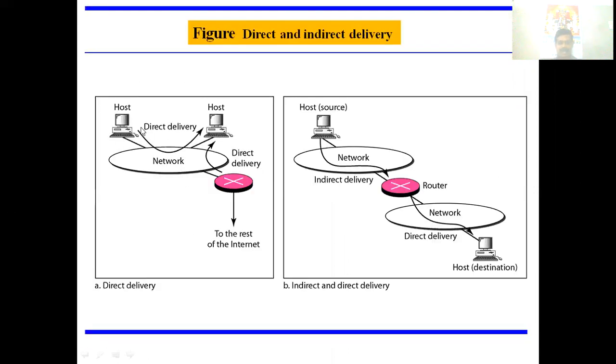This is direct delivery: both the source and the destination are connected to the same physical network. Here, the source is in one physical network and the destination is in another physical network, so we go for indirect delivery. It will be transferred from router to router until it reaches the destination. This is direct delivery and indirect delivery.